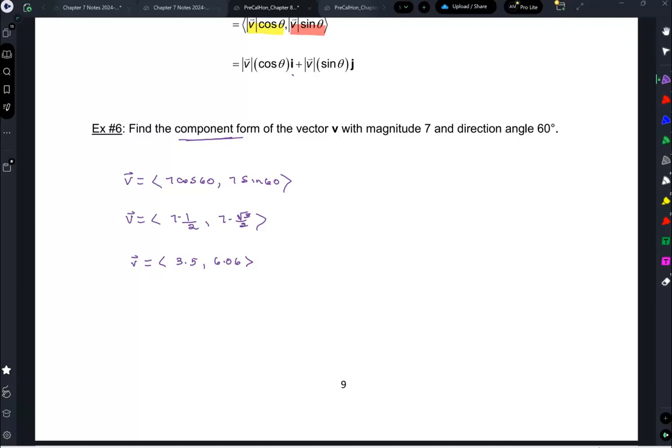Oh, we're so smart. Yeah. Okay, and then we have to write it. Oh no, it just says component form, so that's it. And if you had to put it as a linear combination of i and j, you would.